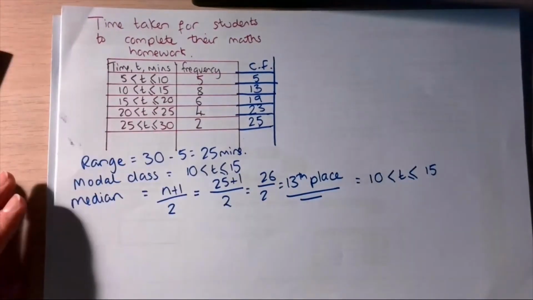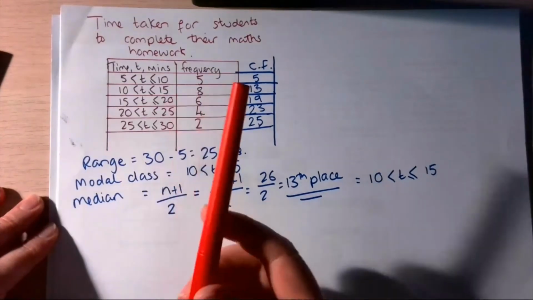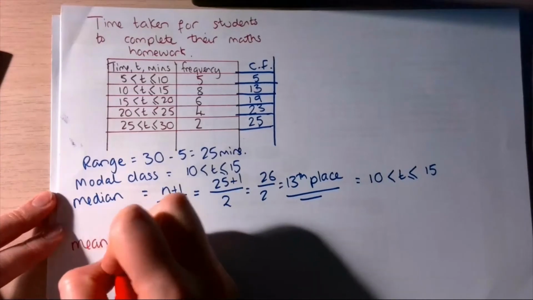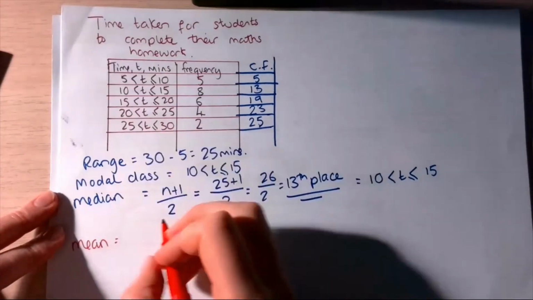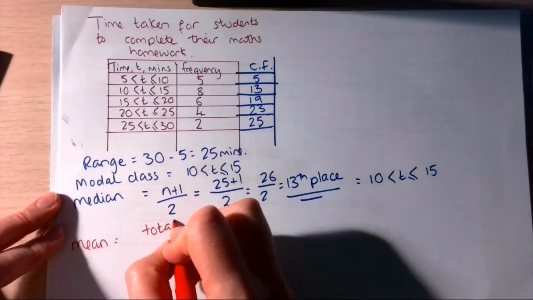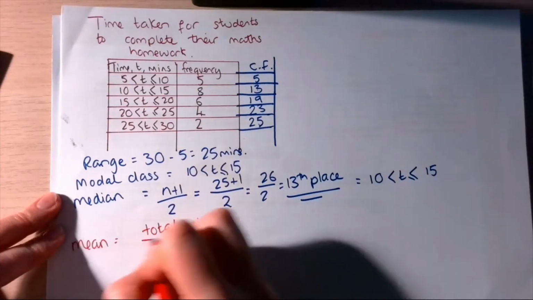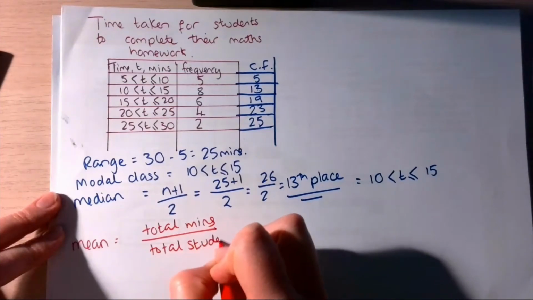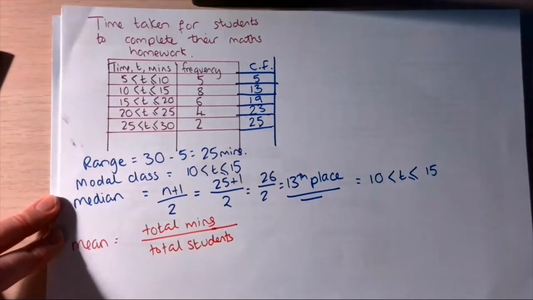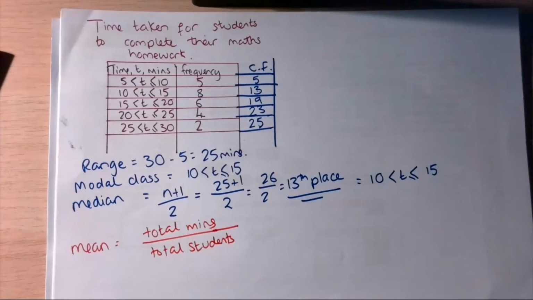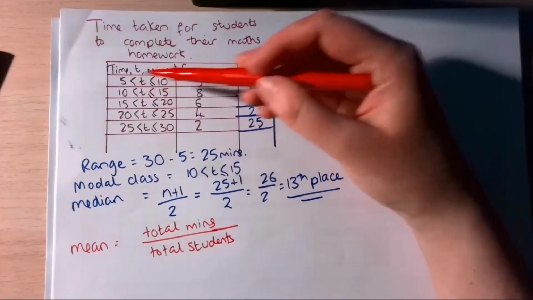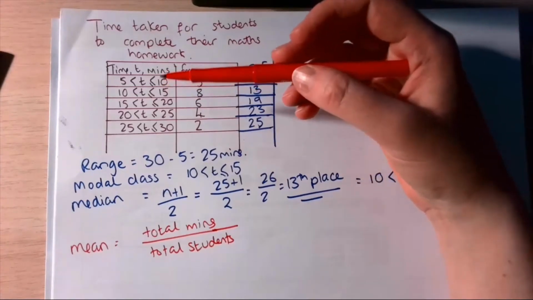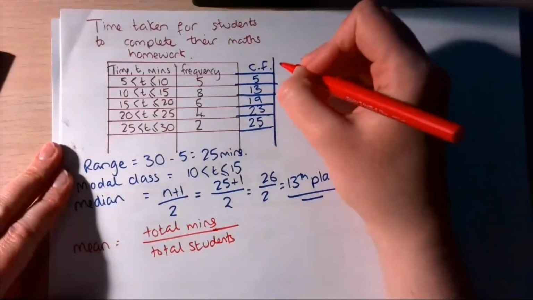Right then, I'm going to get another colour out now so I don't mix up my median with my mean. You can do the same. So the mean is going to be our total minutes divided by total students. Now again, we don't know what our minutes are going to be because these are estimates. This is between 5 and 10 minutes. So we're going to find our midpoint to be able to do that calculation.